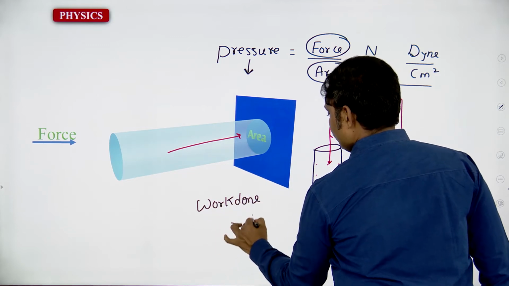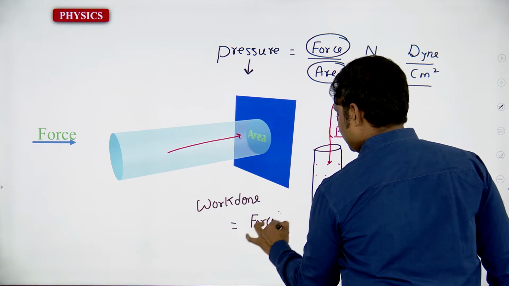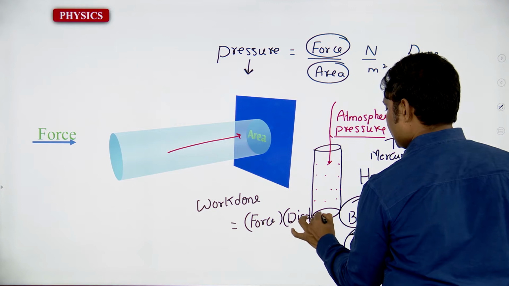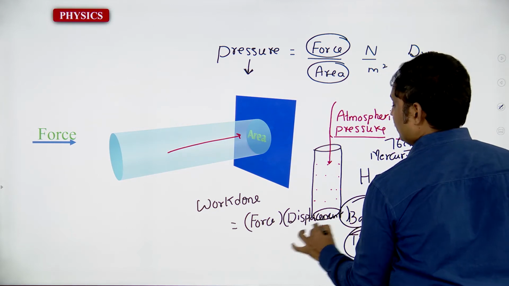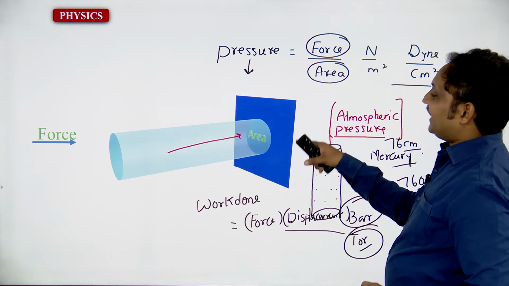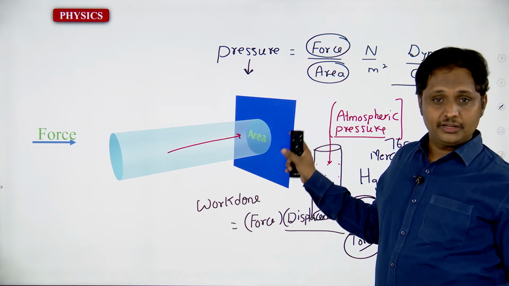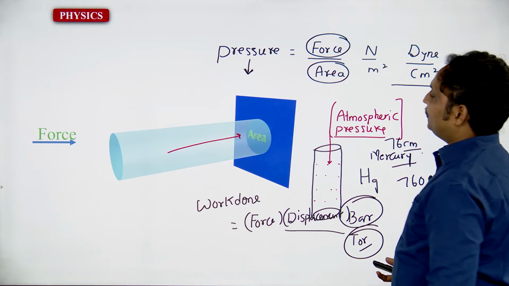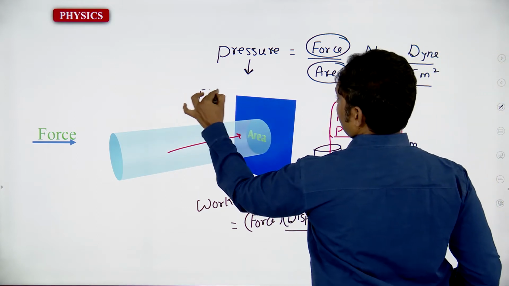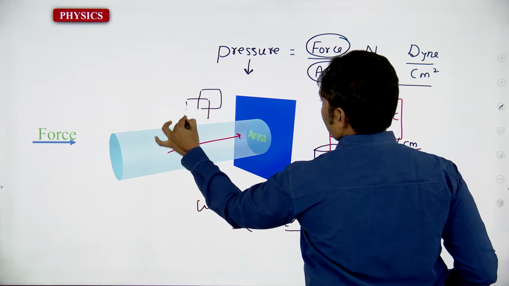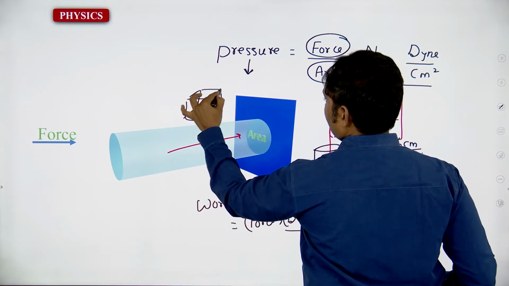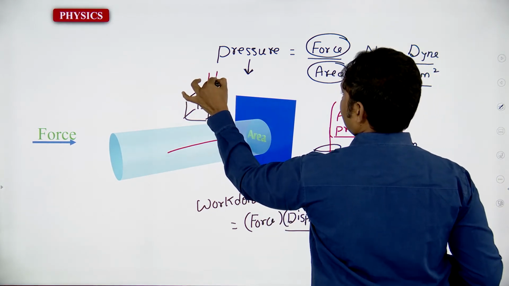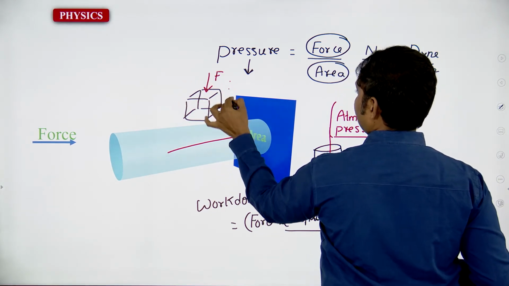Work done is equal to force into displacement. You have to confirm. This is very clear. So force acting on an area, does it give the pressure? It's very clear. If you act the force in the perpendicular direction, this is very easy to solve the problem.